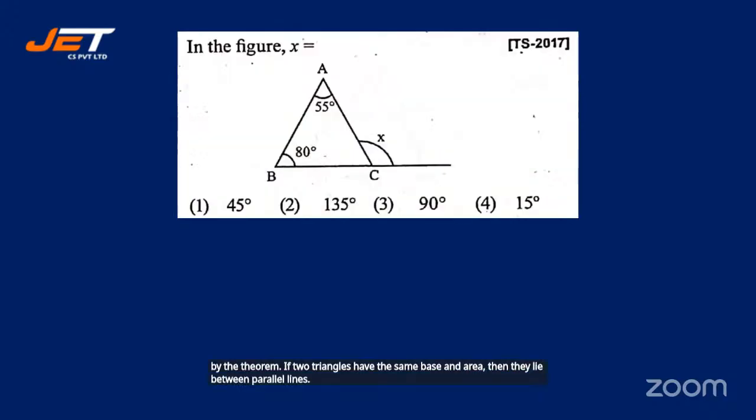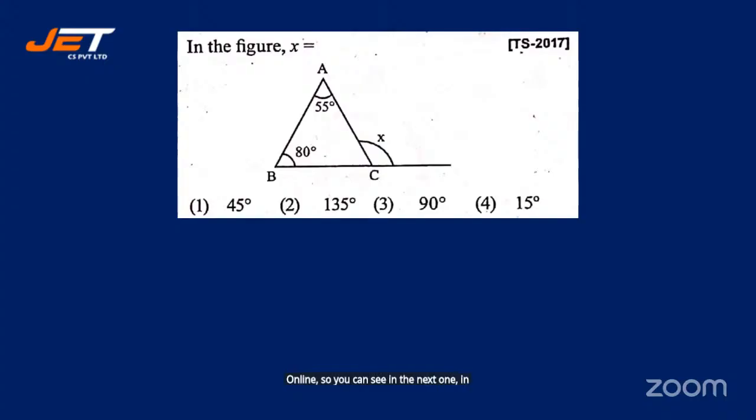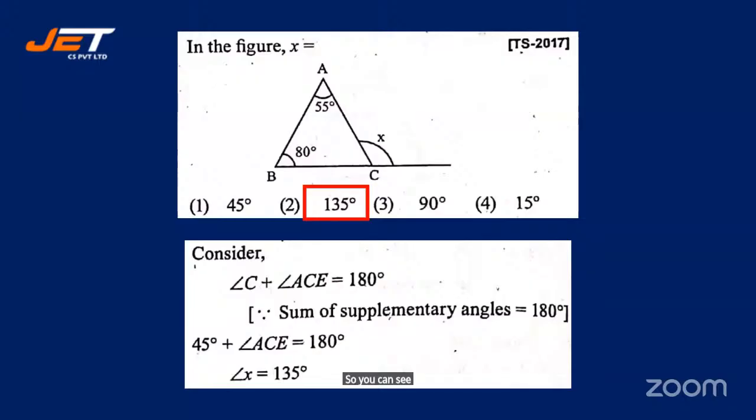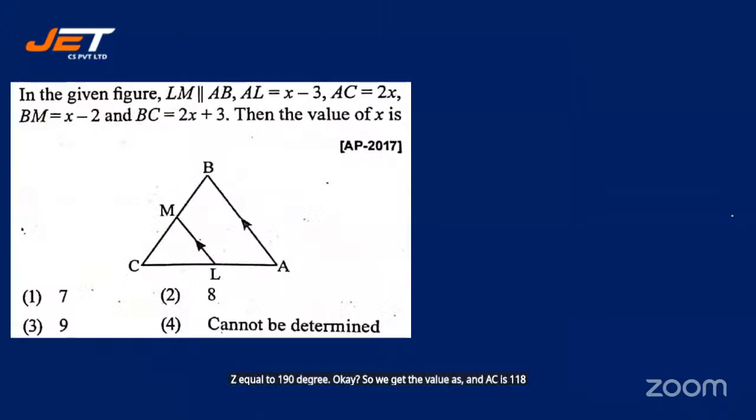All right. So you can see in the next one, in the figure, what is X? Angle A is 55 degrees, B is 80, and what is C? So you can see angle C plus angle ACE is equal to 180 since the supplementary angles are 180. So we get the value as angle ACE is 180 minus 45, which is 135.